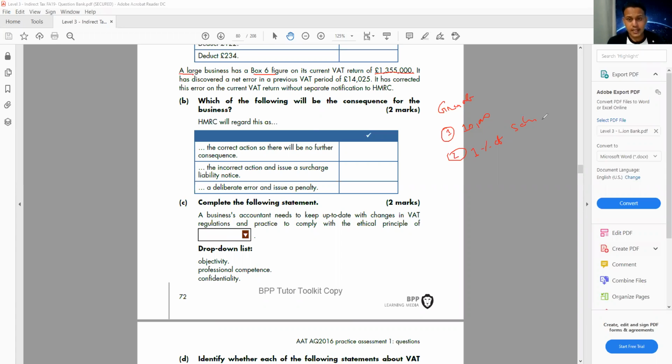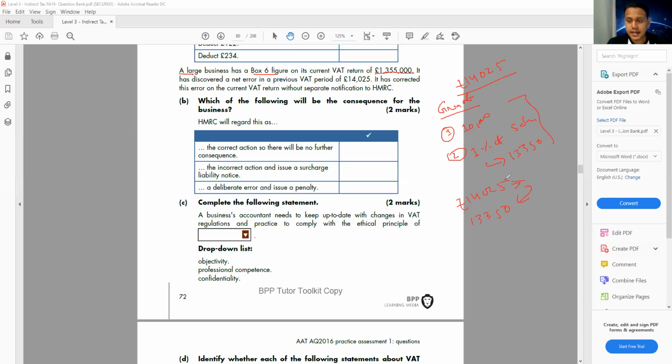Now, if we calculate that, let's say the net error is 14,025, and 1% of the 1,355,000 will be 13,550. So out of these two, we take the greater of. Between 10,000 and 13,550, the higher is 13,550, and the error is 14,025. So the error is higher than the threshold.